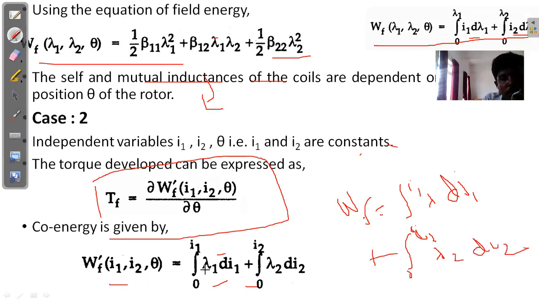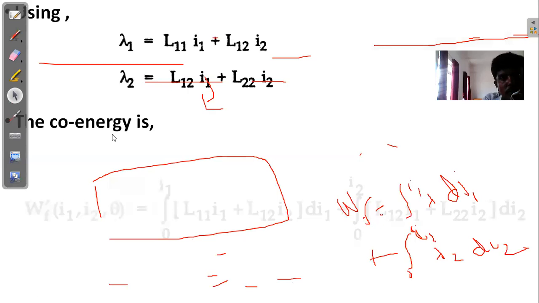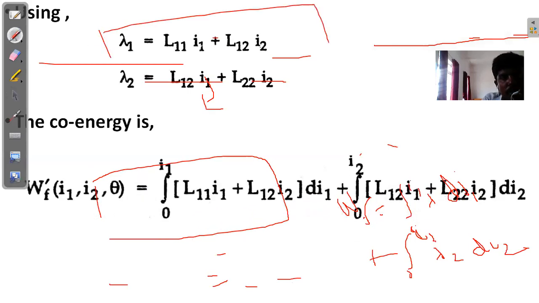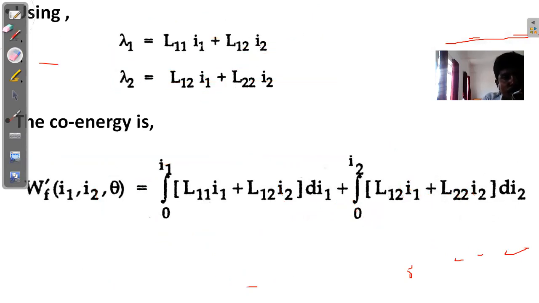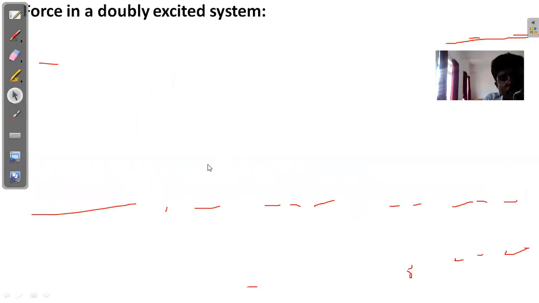So we know the lambda values here. Substituting, we get the answer. Lambda 1 equal to the self inductance of coil 1, so L11 into I1 plus L12 into I2. Similarly, lambda 2 equal to L12 into I1 plus L22 into I2. Substituting, we get the co-energy equal to the integral of 0 to I1 of L11 into I1 plus L12 into I2 into dI1, plus 0 to I2 of L12 into I1 plus L22 into I2 into dI2.